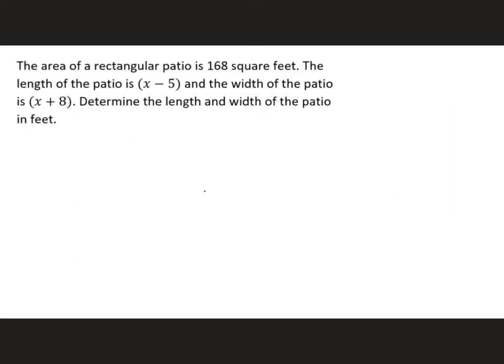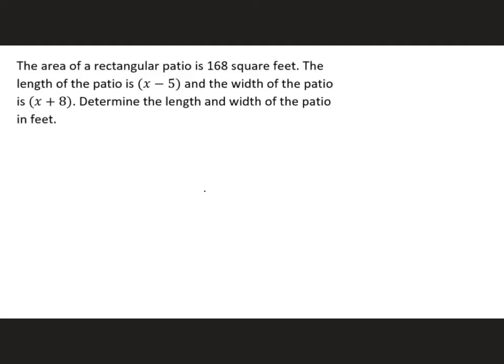So I'm going to include a real-life scenario here because it's going to show up on your assignment, and it's going to be a little bit tricky if you haven't seen it. So it says the area of a rectangular patio is 168 square feet. The length of the patio is x minus 5, and the width of the patio is x plus 8, and you need to determine the length and width of the patio in feet.